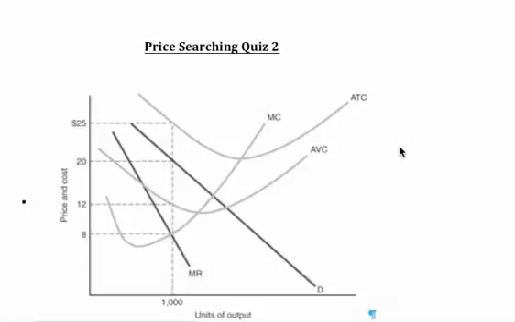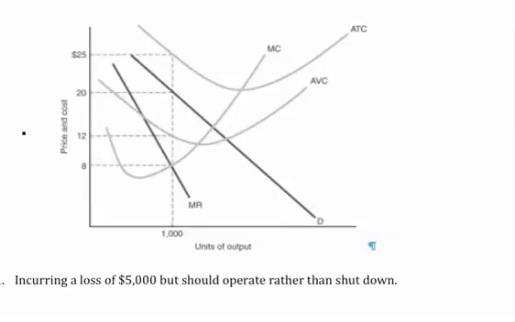The first question focused in on should the firm produce and is it going to generate a profit or a loss. And when we look at that first question here, what you should have recognized, this would have been the correct solution was C. In other words, this particular company will incur a loss of $5,000 but should operate rather than shut down. Why is this the correct answer from this particular graph?